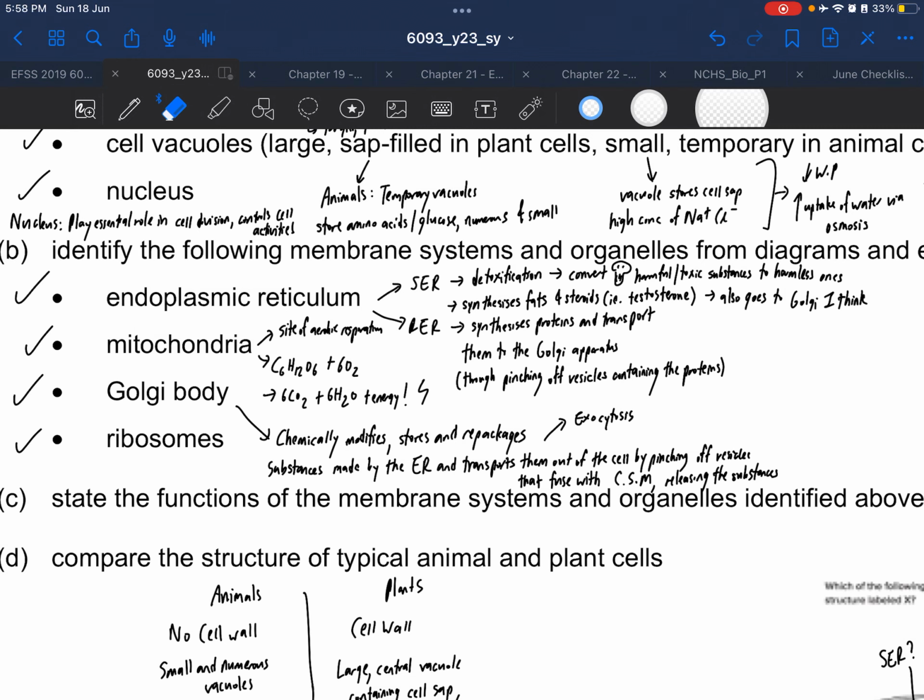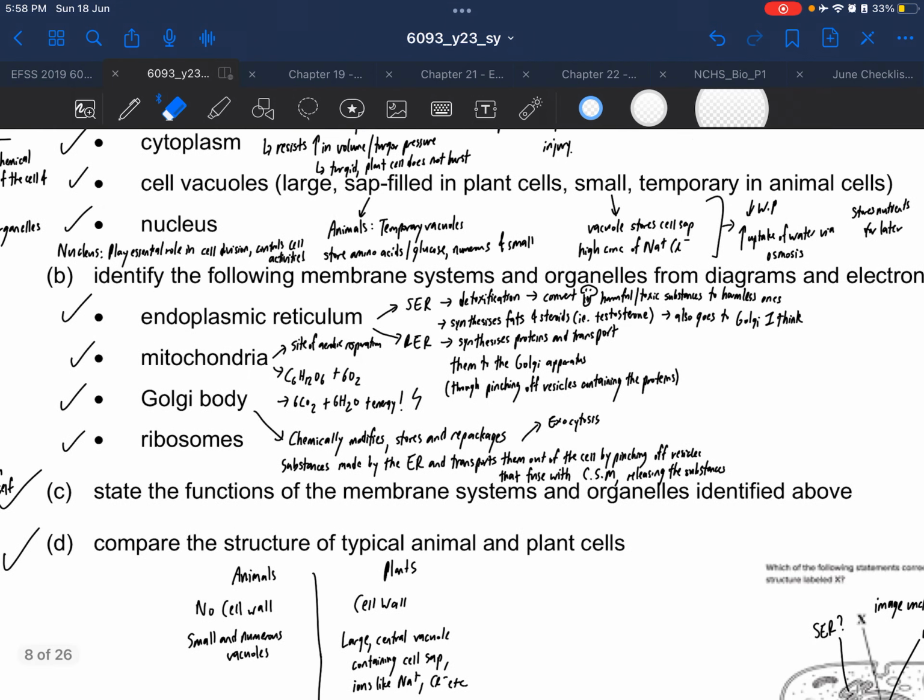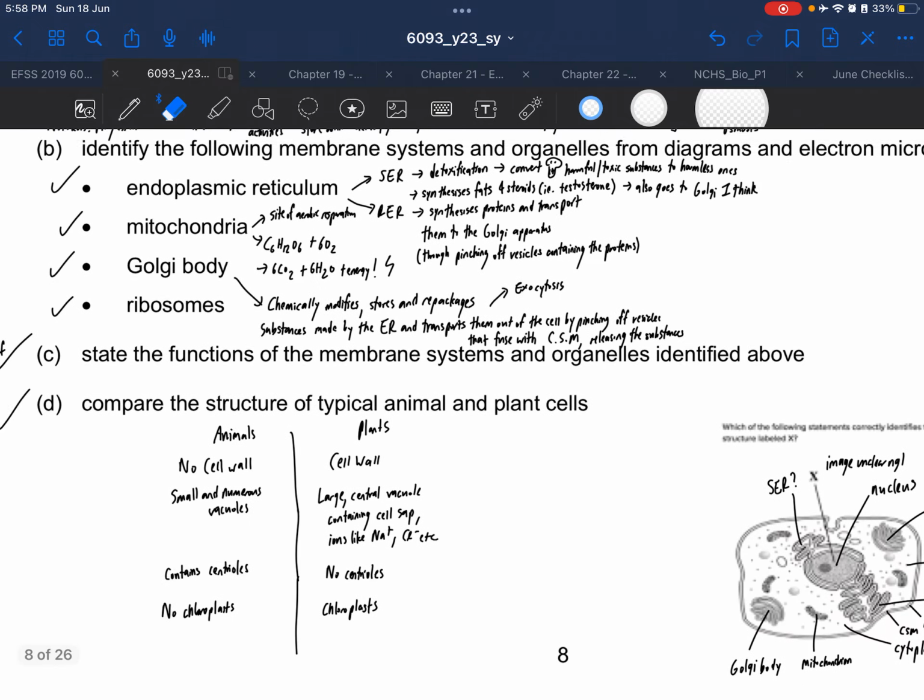So for ribosomes, they synthesize proteins, but those that are present freely in the cytoplasm synthesize proteins that are used by the cell itself, but those attached to the RER synthesize proteins that are used outside the cell, because as I've mentioned, the vesicles from the Golgi apparatus fuse with the cell surface membrane and release all those proteins outside the cell. Therefore, they're not used by the cell itself. So we've done A, B, C.